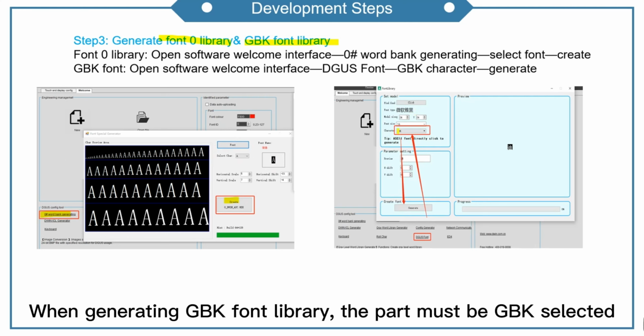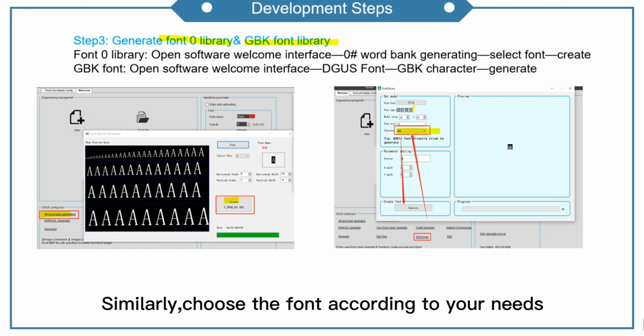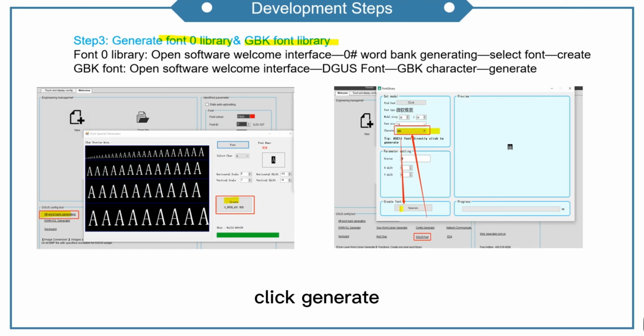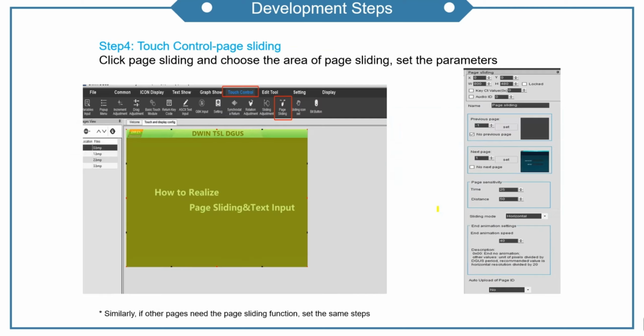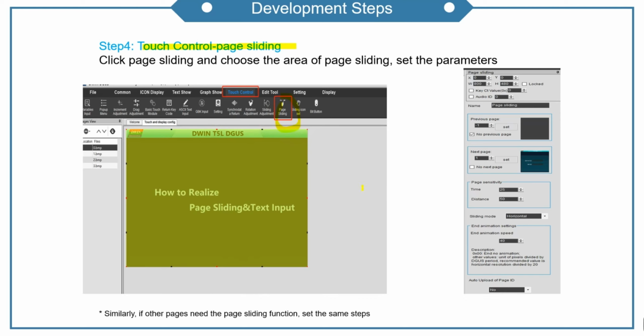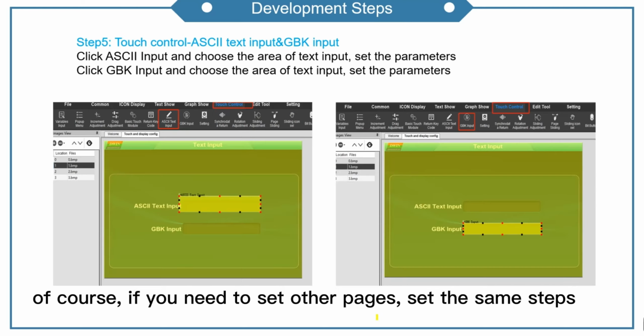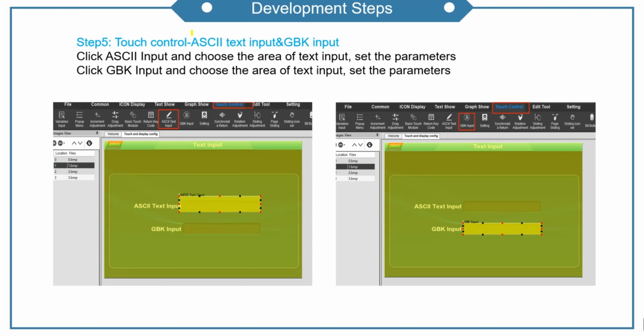When generating GBK font library, the part must be GBK selected. Similarly, choose the font according to your needs. Click Generate. This step is to set page sliding. Click Page Sliding and choose the area of sliding. Of course, if you need to set other pages, set the same steps.